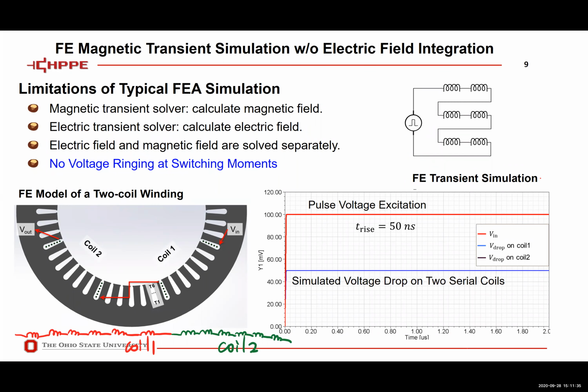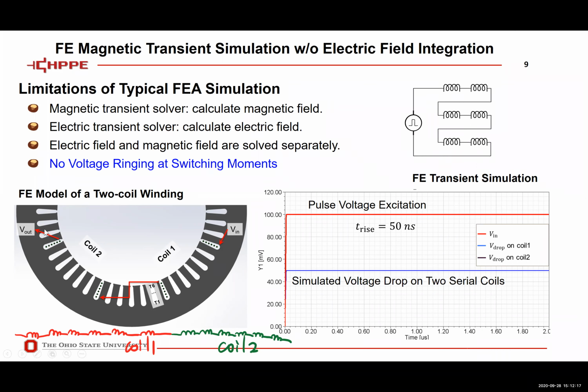Okay, and then let's talk about the limitation of Maxwell if you only use a magnetic solver or electric solver. If you work on machines, when you use Maxwell to simulate electric field or magnetic field, you know they're not truly coupled together. If you use a magnetic solver, you can calculate things like inductance, back EMF, and torque. When you use an electric solver, you can calculate electric field or capacitance, things like that.